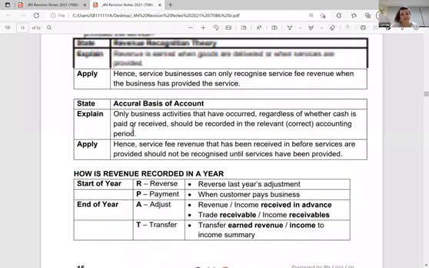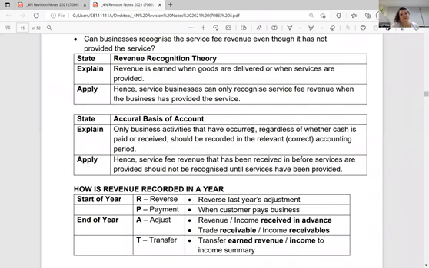Accrual basis of accounting says that only when your business transaction has occurred, has happened, then you can record it. So it does not matter whether or not you have received cash. If you have received cash, but you have not carried out your work, then no, you have not earned your income, because the critical point is, have you done the work? You haven't done the work, so you haven't earned the income.